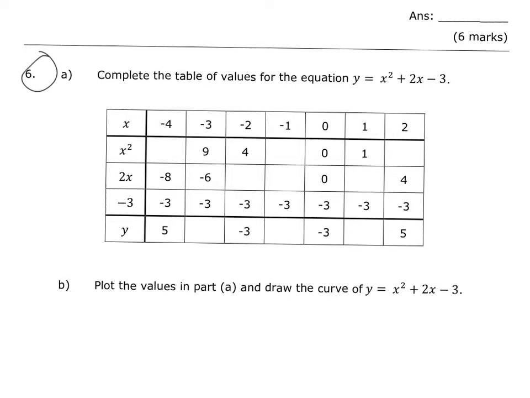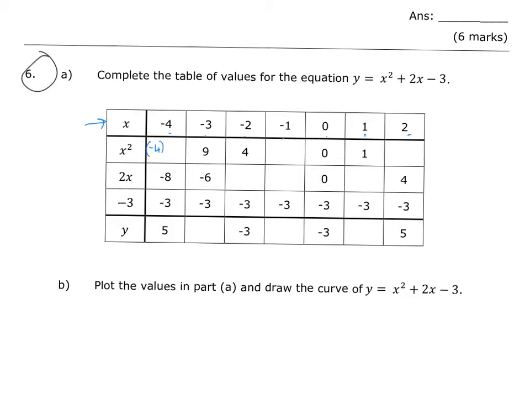Now complete the table of values for the equation y equals x squared plus 2x minus 3. We have the values of x over here: minus 4, minus 3, minus 2, minus 1, 0, 1 and 2. X squared. What is x squared? So for x squared, we need to grab x and square it.